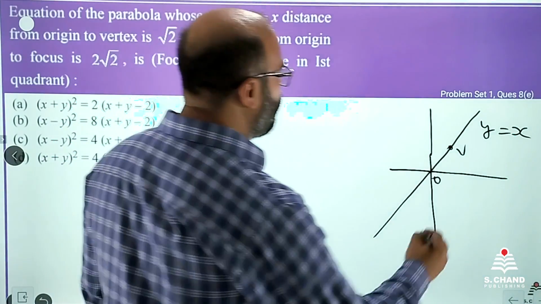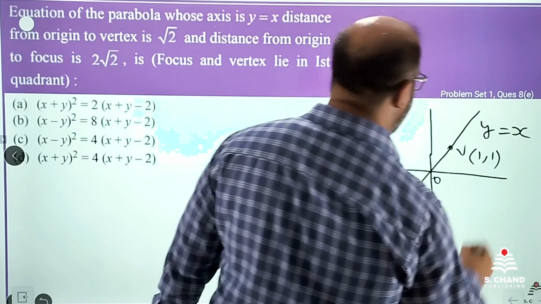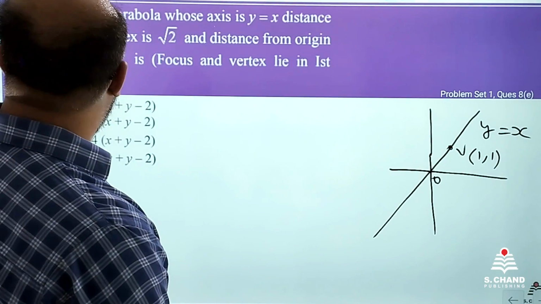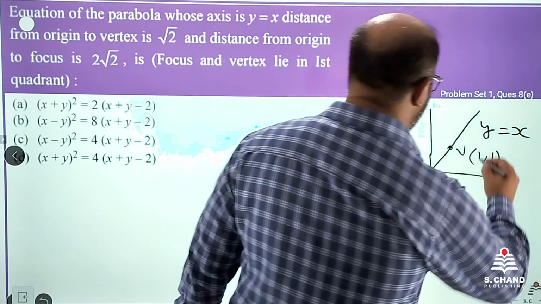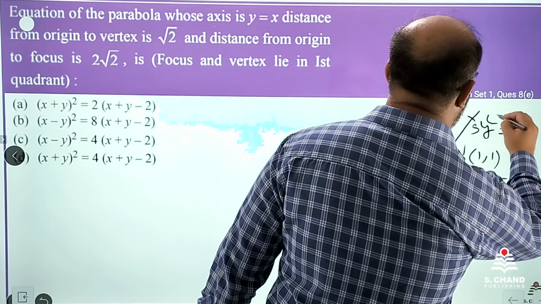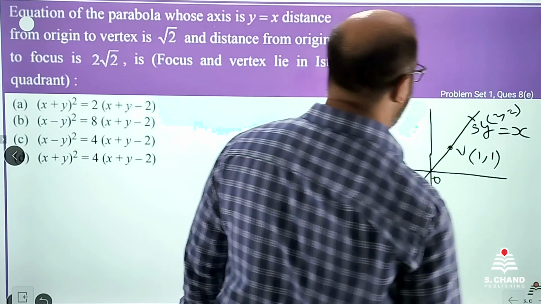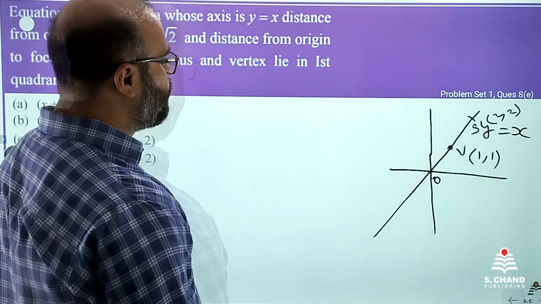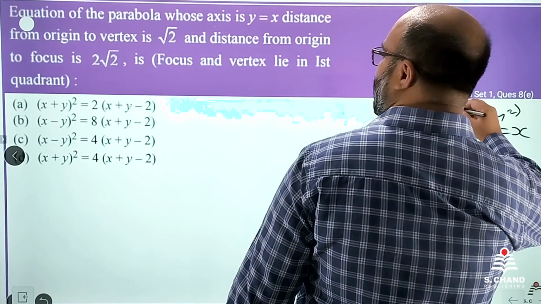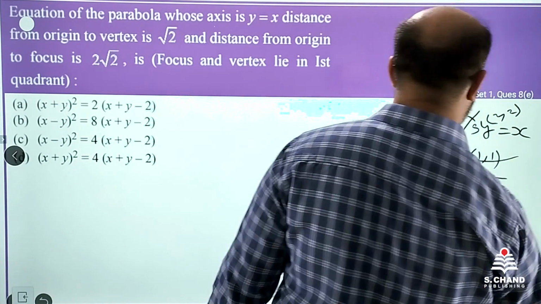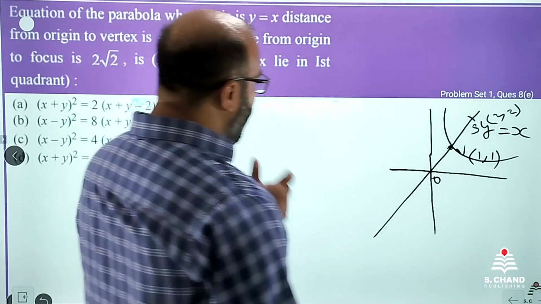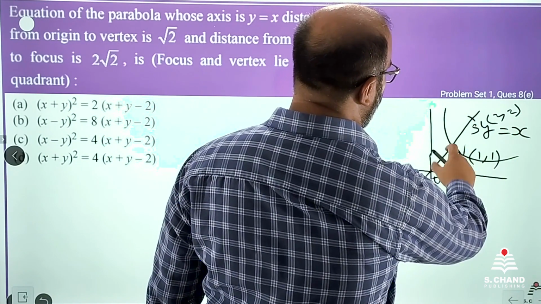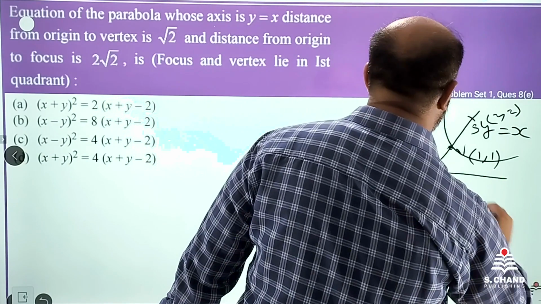When the distance is root 2, as we know, we can take the vertex as 1, 1, then OB will be root 2. The distance from origin to focus is 2 root 2, so I am taking the focus coordinates as 2, 2. Then the distance OS will be root over 4 plus 4, that is root 8, which is 2 root 2. Then we draw the parabola like this. As we can see, the distance is root 2 here and root 2 here also. So the directrix is this one.